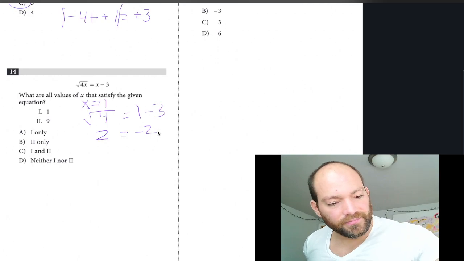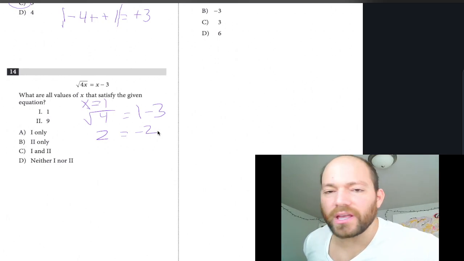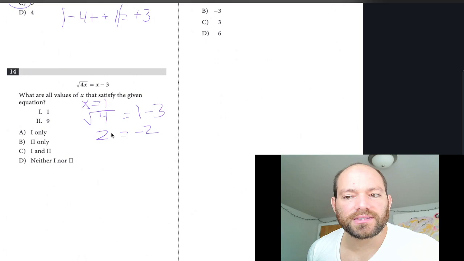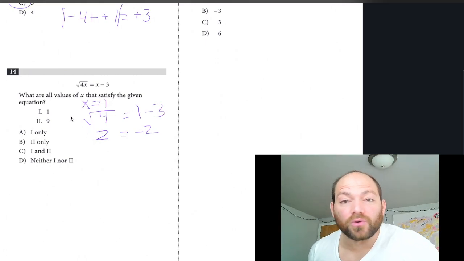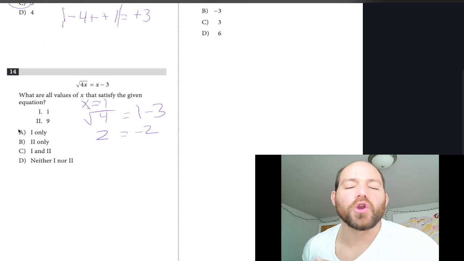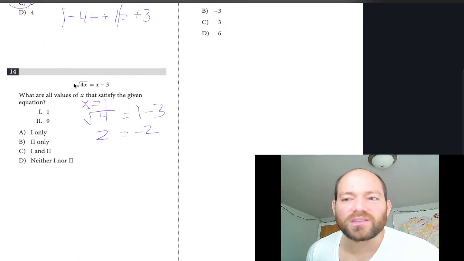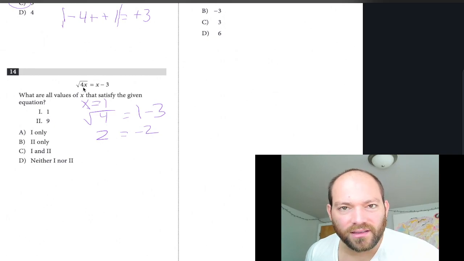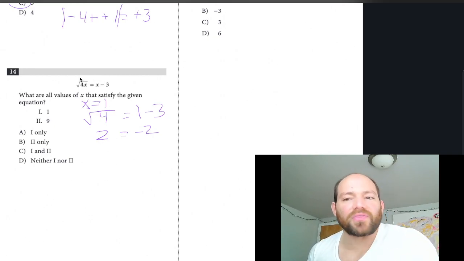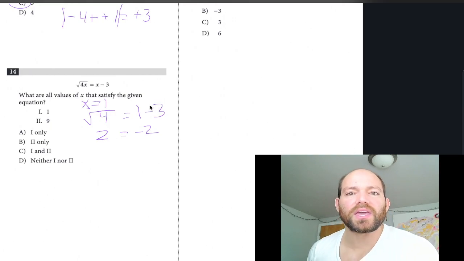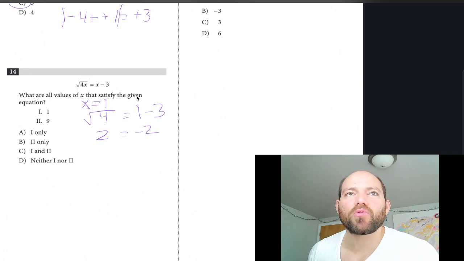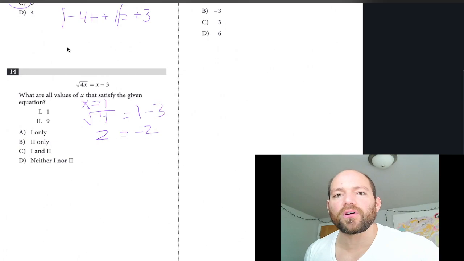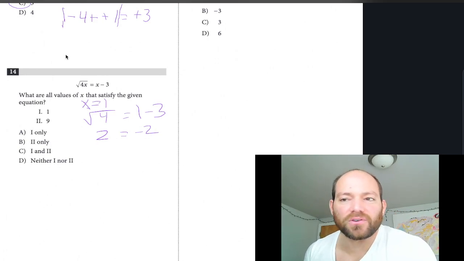Now, I can hear it already. Don't you dare tell me that, oh, the square root of 4 is actually plus or minus 2. No. No, it is not. When you see the square root sign on the page, the result is going to be positive. Okay? A square root is always positive. If you see square root of 4, that equals positive 2.